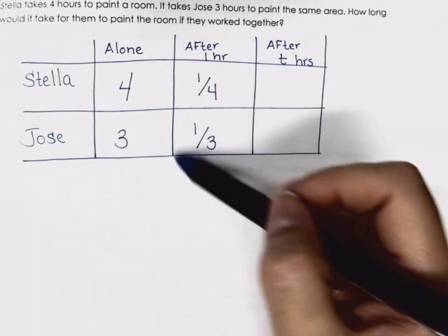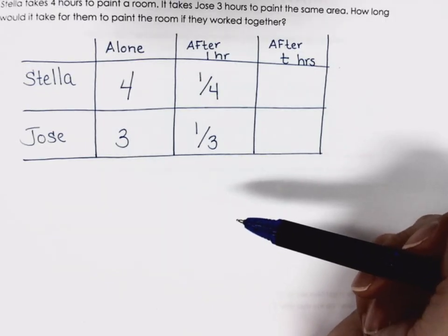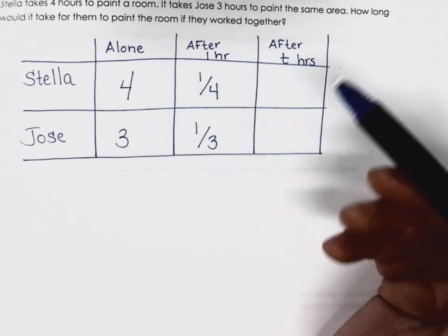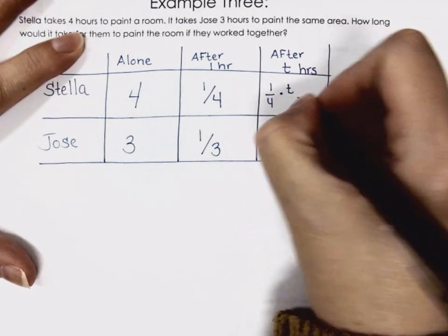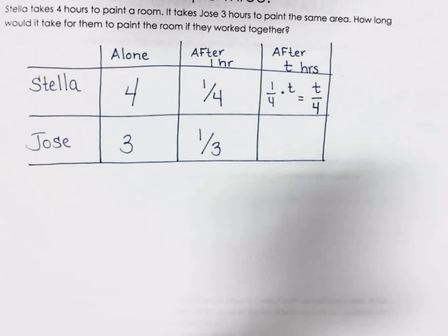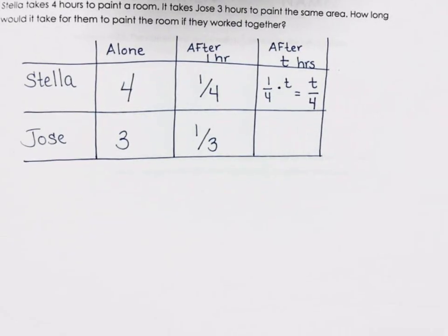The idea of doing this was to help you better answer this question. I have an idea. Say it. T times 1/4. T times a quarter gives me Stella's part of the job, so a quarter times T. What about Jose? T over 3.